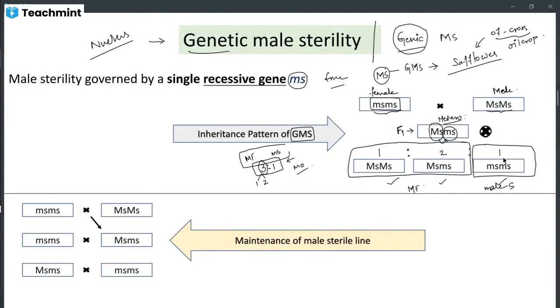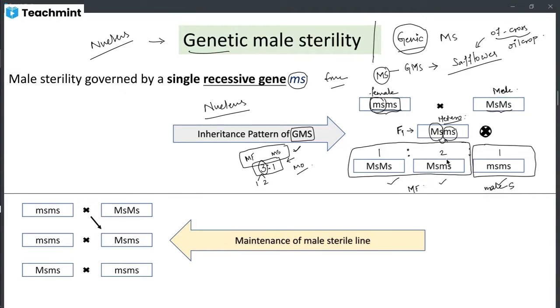So did you get this point? So this is the inheritance pattern of genetic male sterility. Do remember that these small ms as well as capital MS genes are located in the nucleus. This is also an important question in JRF. These genes are located in the nucleus.